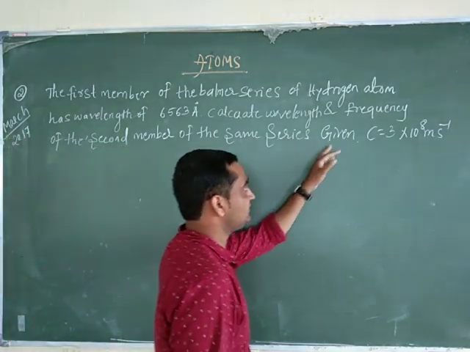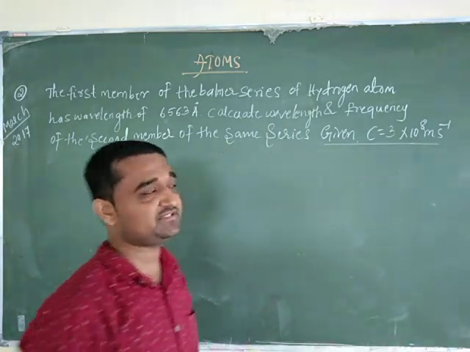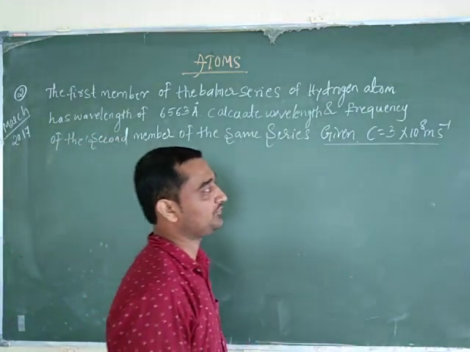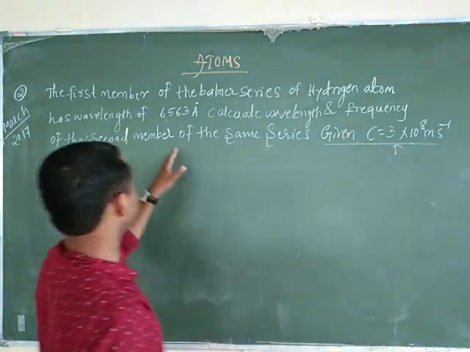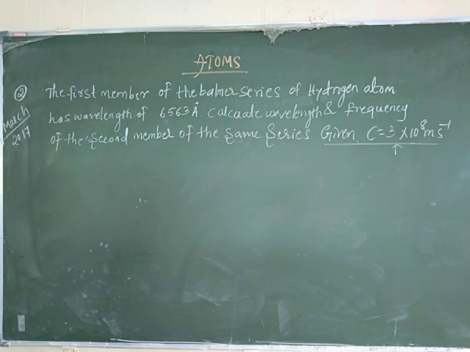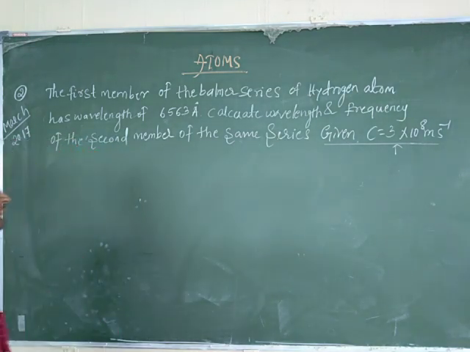It is the Balmer series, and the given value is c equal to 3 into 10 to the power 8 meter per second. This value is given to calculate the frequency, because nu is equal to c by lambda. First we have to calculate the wavelength, then we have to calculate the frequency.